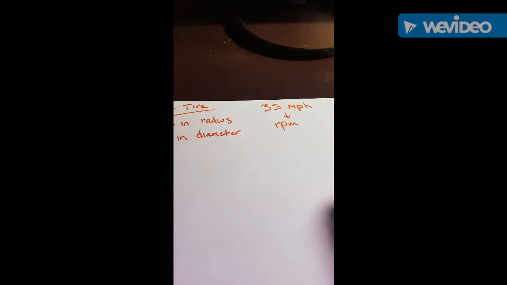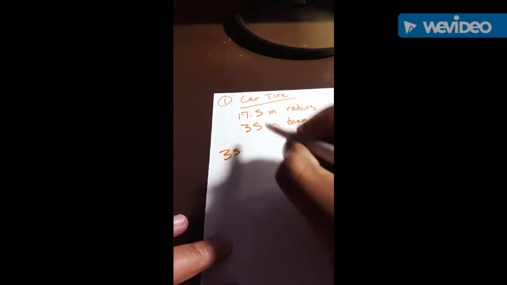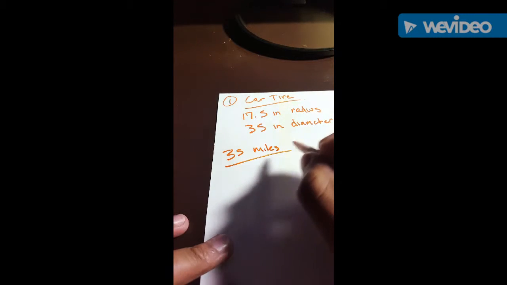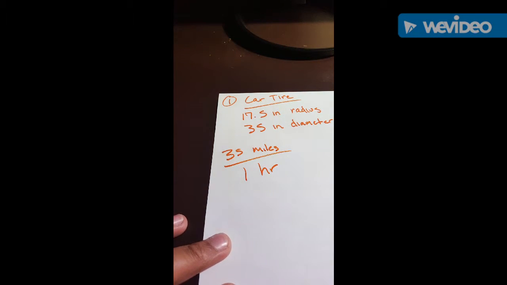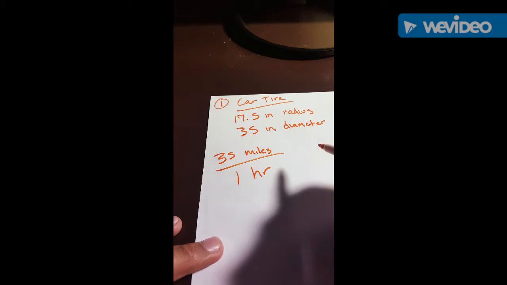So your first step is to set it up. The first thing you want to do is put 35 miles over 1 hour, because that's your speed, 35 miles per hour. This line usually signals a per, which is division.